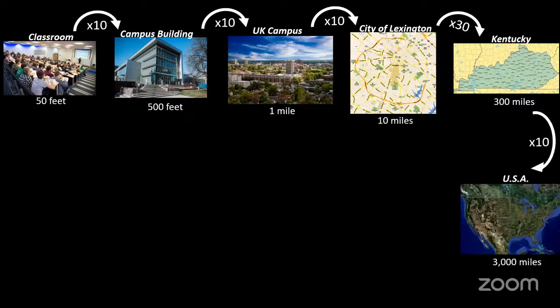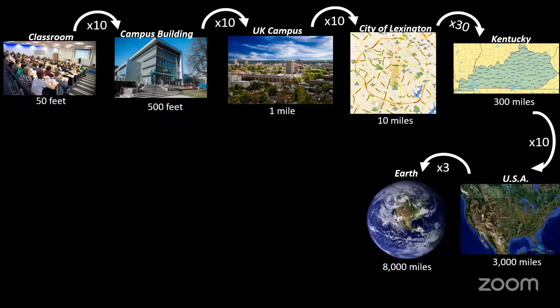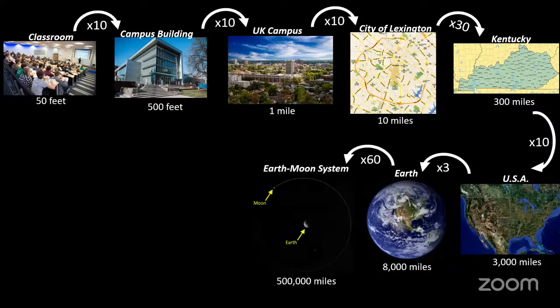Move up by another factor of 10 or 20, and you've got about the size of the entire United States, which has a length from end to end of 2,000 or 3,000 miles. Move up another factor of a few, and you get roughly to the diameter of the Earth, which is about 8,000 miles. From there, we could jump up by a factor of 60 to get the Earth-Moon system.